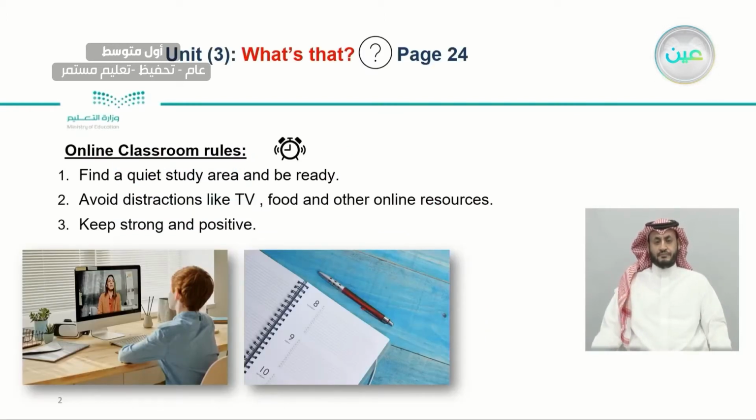Before we start, as usual, we have online classroom rules. Number 1, find the quiet study area and be ready. Make sure you have your book, notebook, pen and pencil because we're going to have writing. Number 2, avoid distractions like TV, food, or any other online resources. Number 3, keep strong and positive. Are you ready?